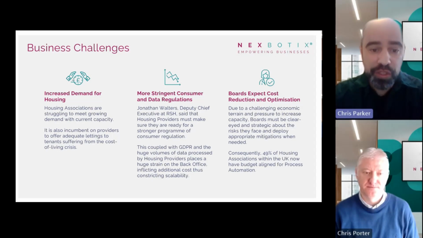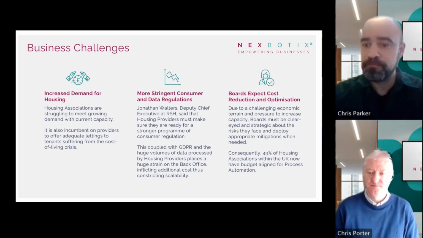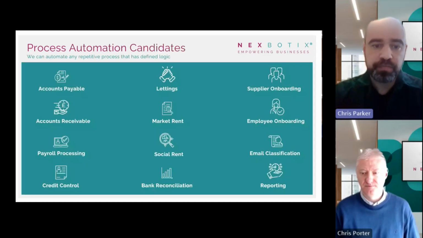It is therefore also unsurprising that boards are now focused on cost reduction as well as cost optimization, with, according to Strategy Forum, roughly 50% of all housing providers in the UK now aligning budget for AI-driven process automation projects, and many more showing lots of interest. Go to the next slide, please.